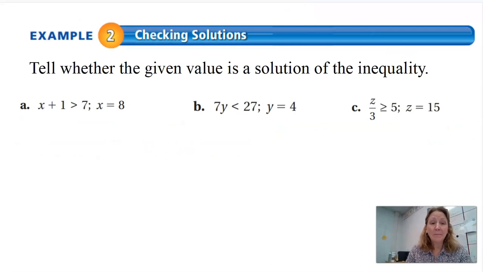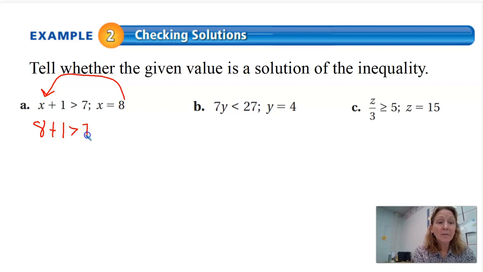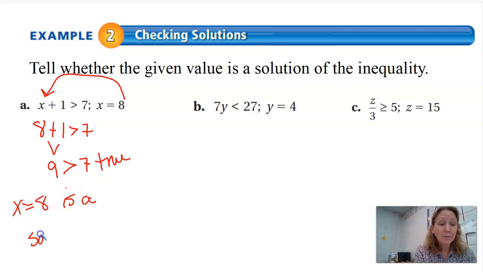Okay, so here's an example. Tell whether the given value is a solution of the inequality. So I'm going to plug it in. Instead of the x, I write 8. And I write 8 plus 1 is greater than 7. Then I do the math over here because there's none to do on the right-hand side. 9 is greater than 7. That is true. So I know that x equals 8 is a solution. That's what I'm trying to do to determine if the value is a solution.